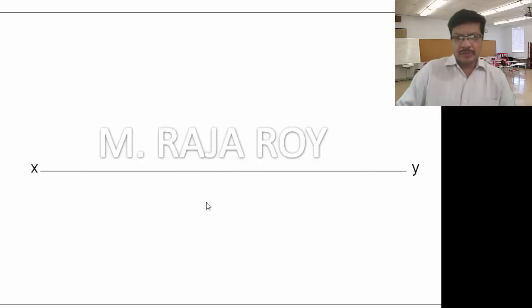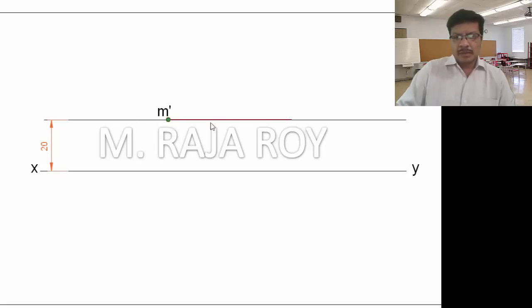So this is the XY line. The point lies 20 mm above the HP. That means the front view lies 20 mm above. So consider a line 20 mm above the XY line. This distance is 20 mm. Somewhere randomly here you take the M dash. That is the front view of the midpoint.